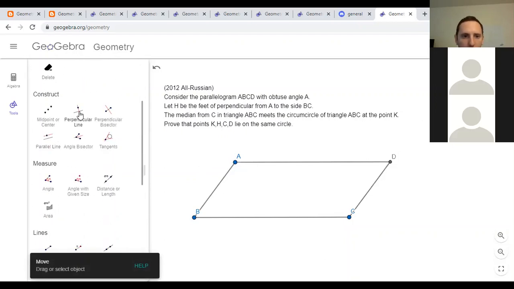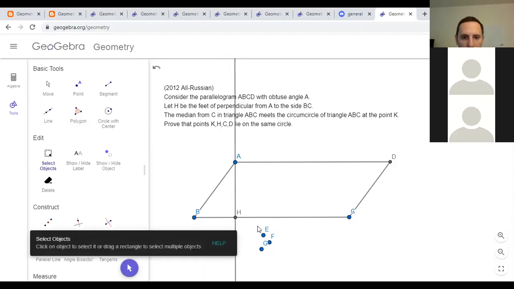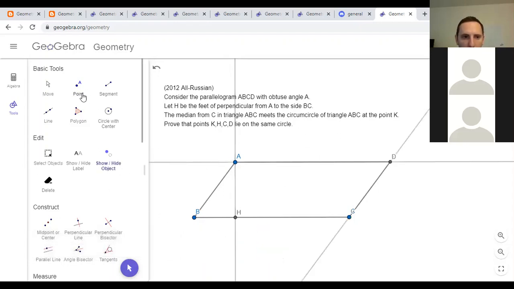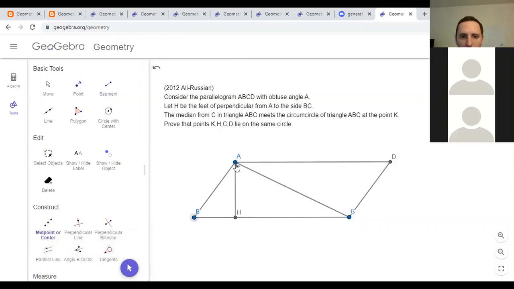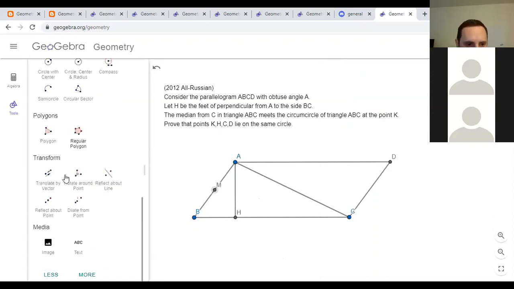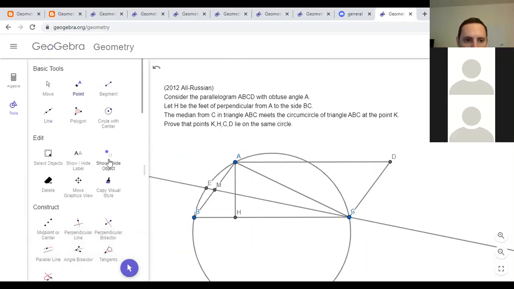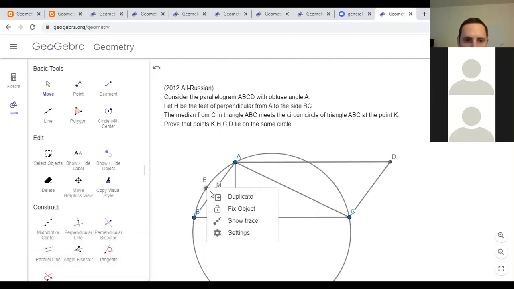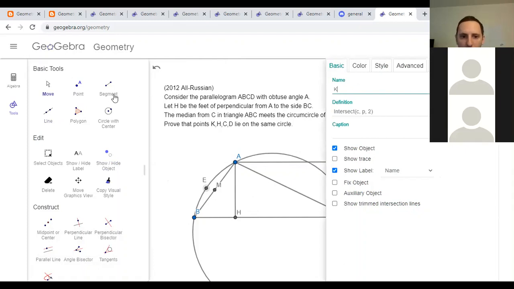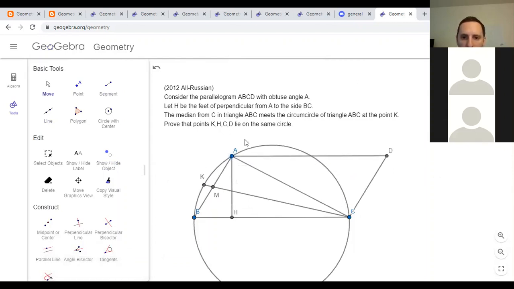H is the perpendicular from A to BC. That's H. The median from C in triangle ABC meets the circumcircle. Maybe I should just call this M for midpoint. Let's draw the circumcircle of ABC, and it meets it at point K. All right. Prove that KHCD is cyclic.